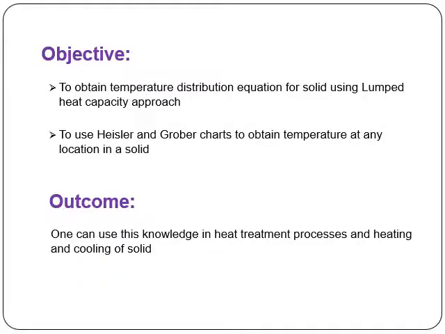The objective of this video is to obtain the temperature distribution equation which can be used to analyze heat flow from the solid to the surroundings using the lumped heat capacity approach. And then you can also use some charts, Heisler and Grober charts, to obtain temperature at any location in the solid. Once this knowledge is acquired, you can apply it in analyzing heat treatment processes, or in analyzing heating and cooling processes in a solid.